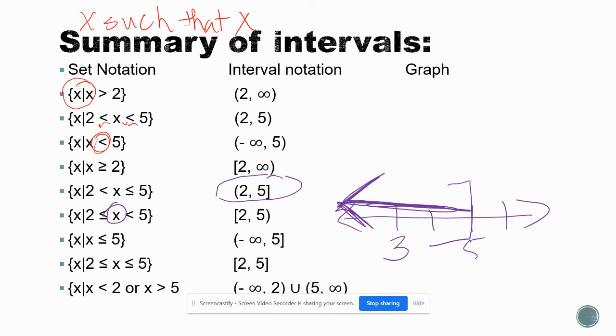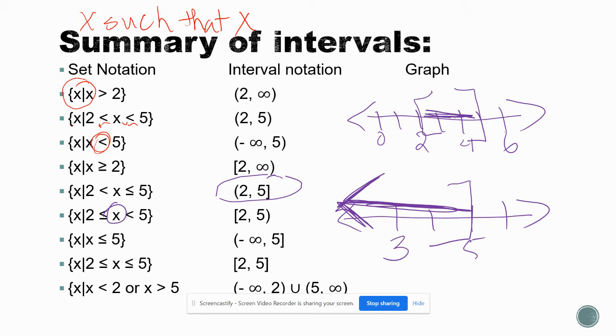2 is less than or equal to x is less than or equal to 5. Those are both brackets because they're both equal to. So bracket at 2, bracket at 5. x is in the middle, so we shade in the middle.